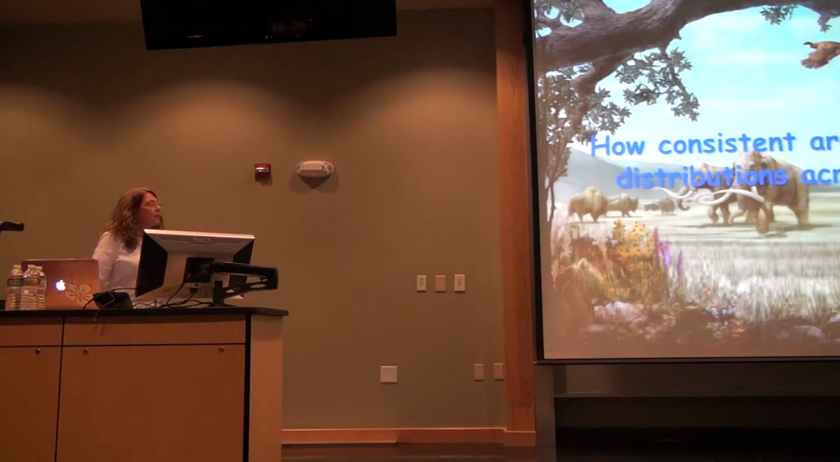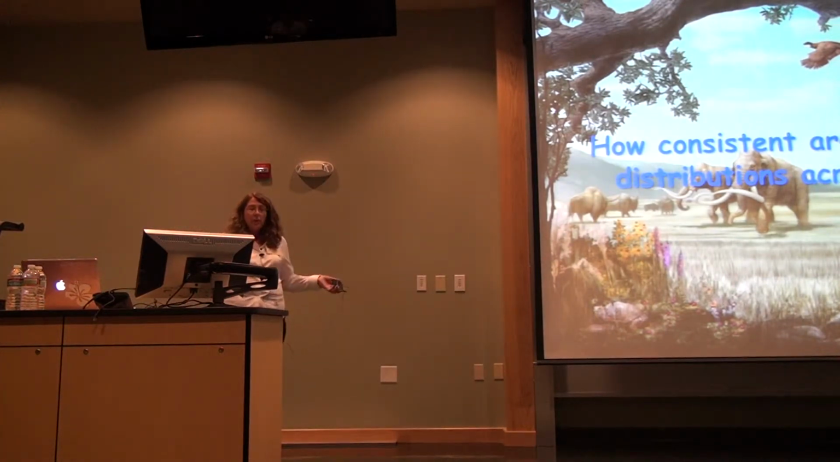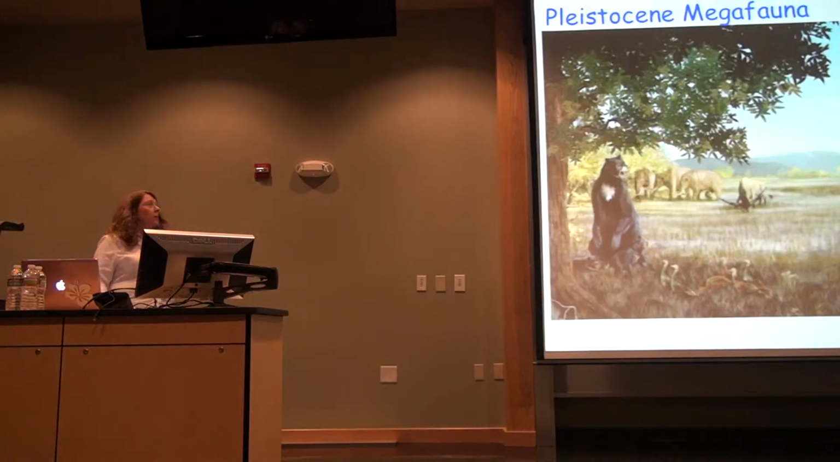But what I wanted to know is how consistent are these body size distributions across time? It makes sense that if there are ecological and evolutionary processes underlying these distributions, you would expect to see them in the fossil record. There's nothing that fundamentally different about Cenozoic mammals, the mammals over the last 65 million years, that would suggest that you wouldn't see these in the fossil record, except for the extinction of the Pleistocene megafauna.